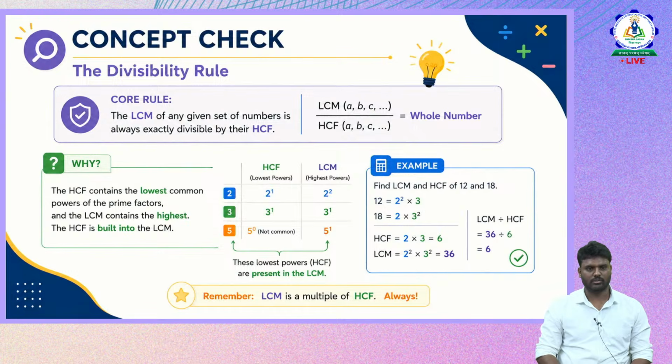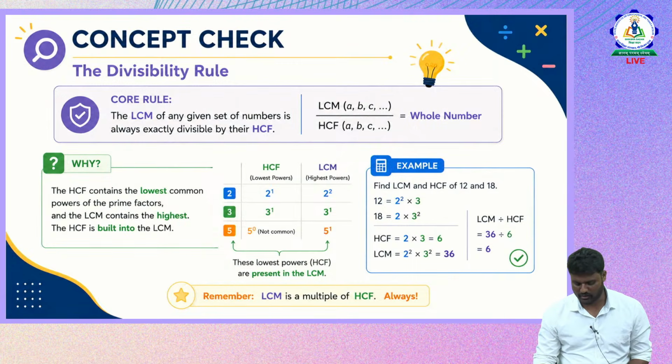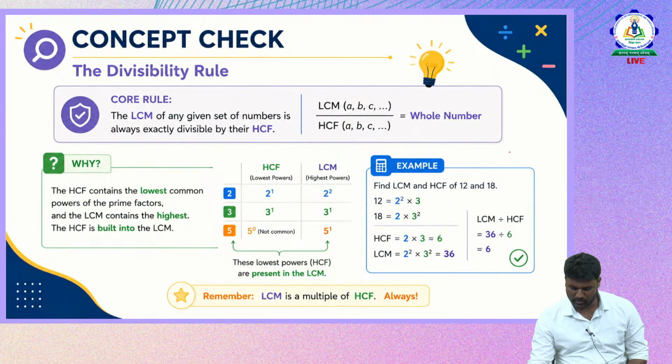This is the rule they are applying. Now let us see the core formula with an example: find the LCM and HCF of 12 and 18. We need to identify the LCM and HCF of 12 and 18. For the HCF, first identify the factors of 12. 12 can be written as 2 to the power of 2 into 3, and 18 can be written as 2 into 3 to the power of 2.